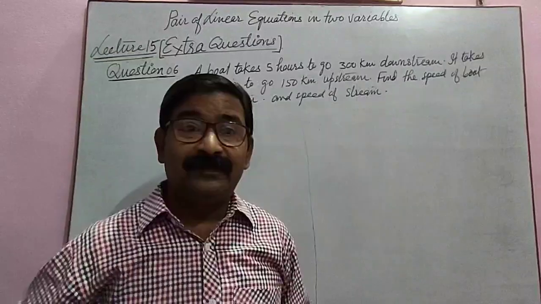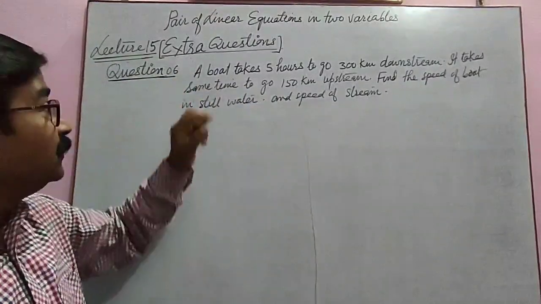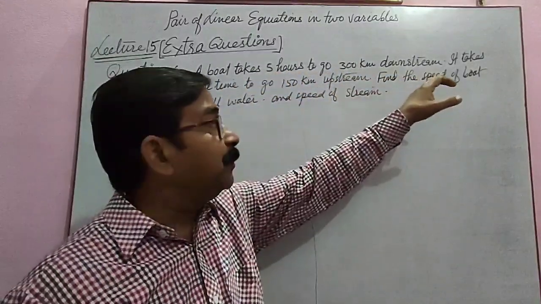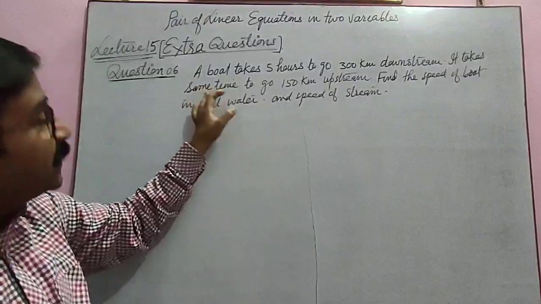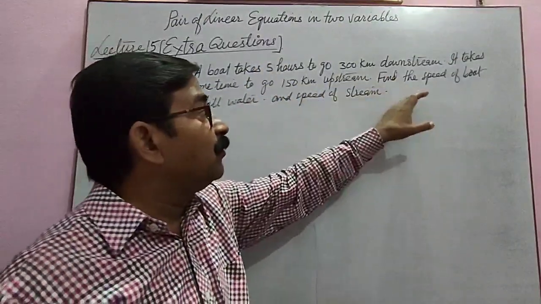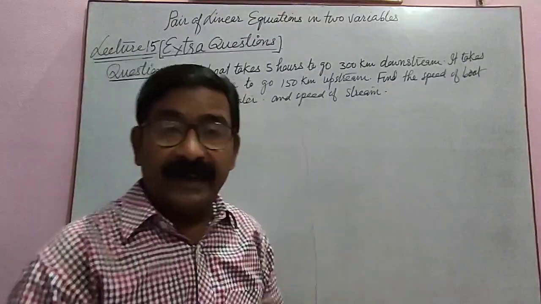Is it okay? Now we have another important question. I am reading it. A boat takes 5 hours to go 300 kilometers downstream, and the same time, 5 hours, to go 150 kilometers upstream. Find the speed of the boat and the stream. We have solved this kind of question in NCERT.